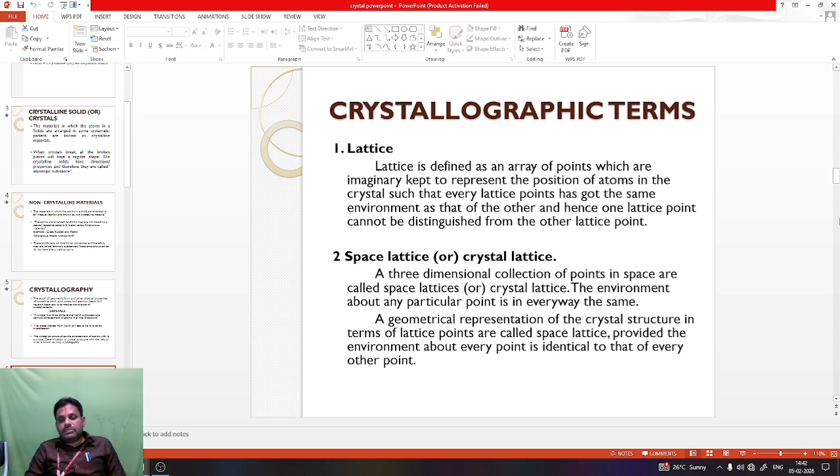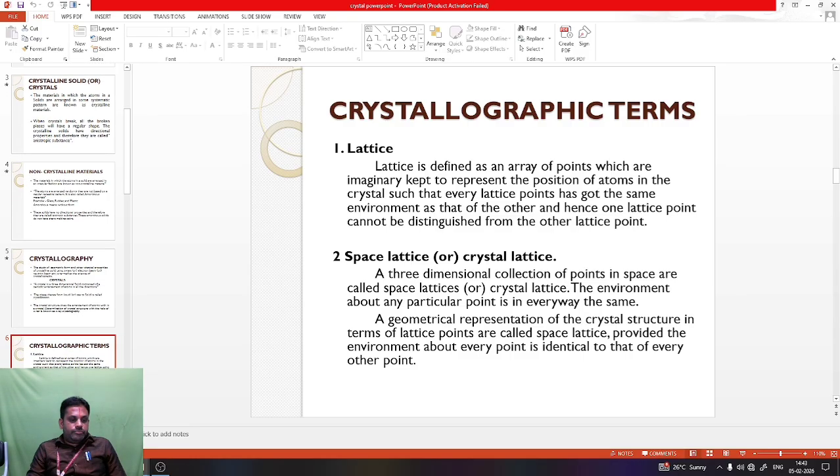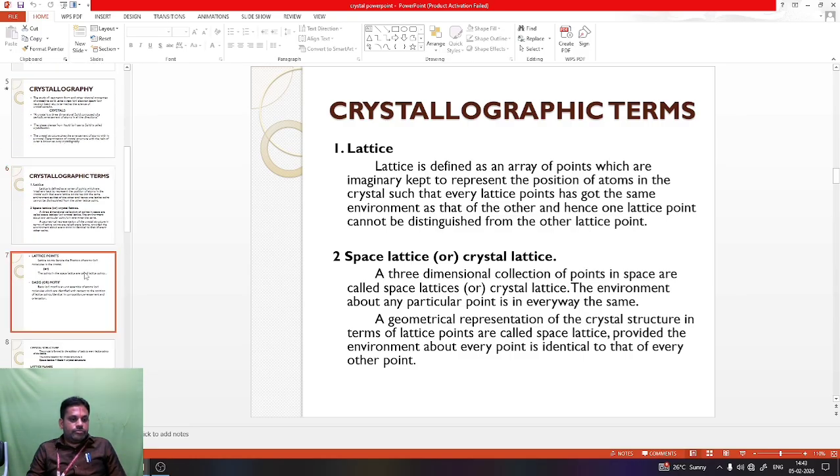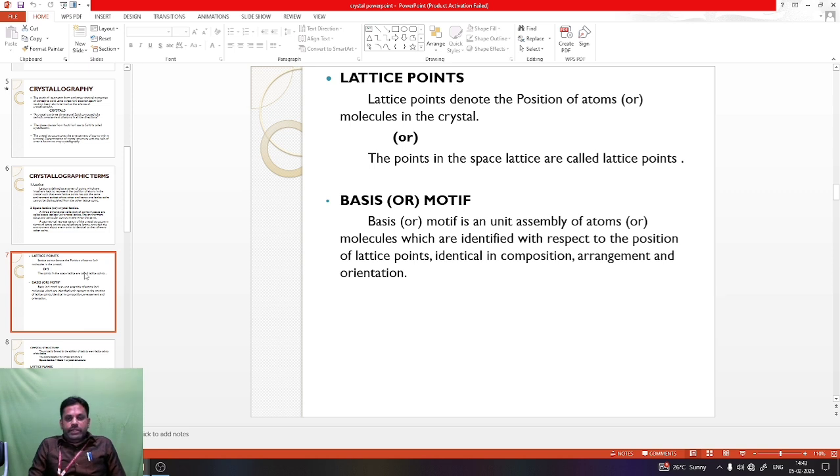Next one is space lattice. The lattice points which are arranged in 3 dimensions, that means an infinite number of points in 3 dimensions, which have the same environment everywhere. So this is called a space lattice. So what do you mean by lattice points? In a space lattice, every point which is used to represent the position of an atom or molecule in a crystal is called a lattice point.